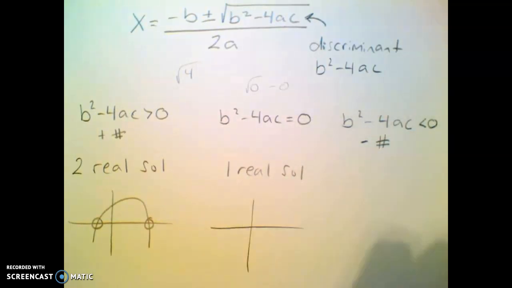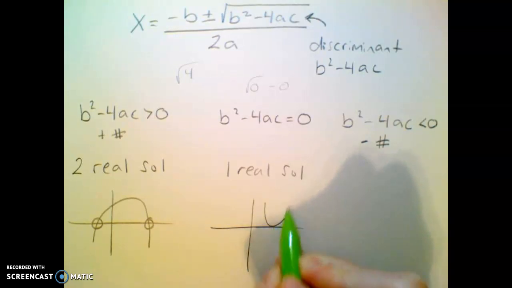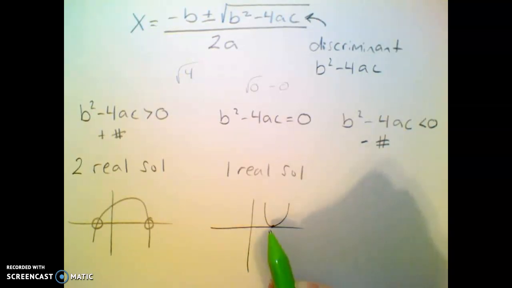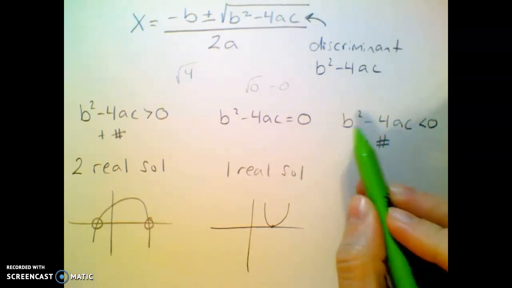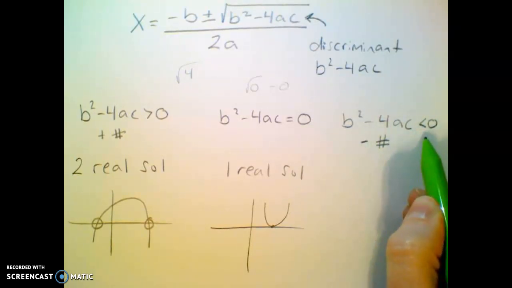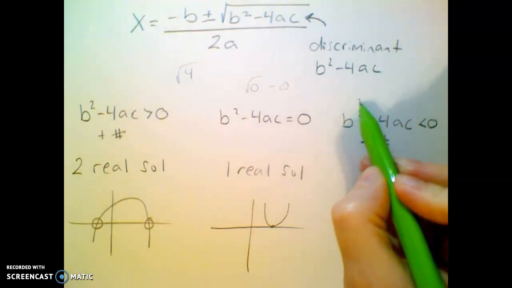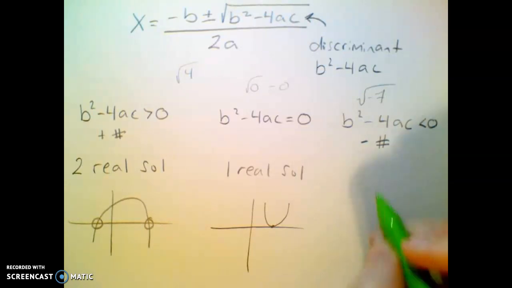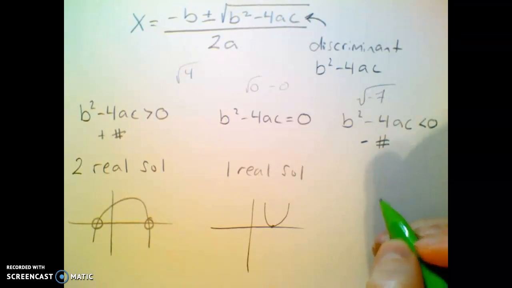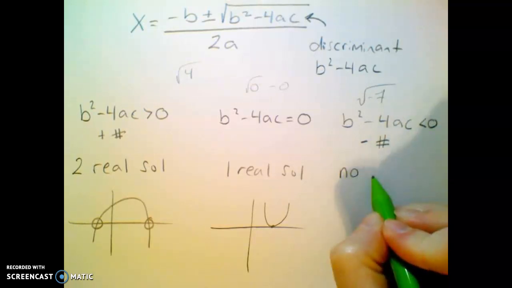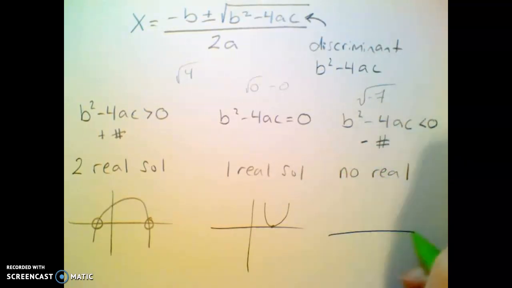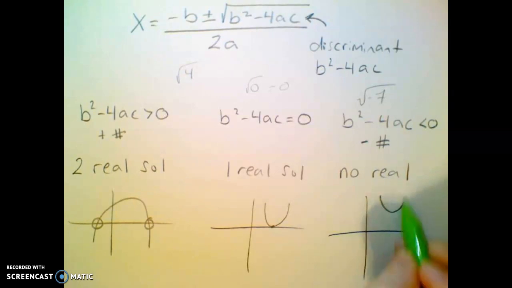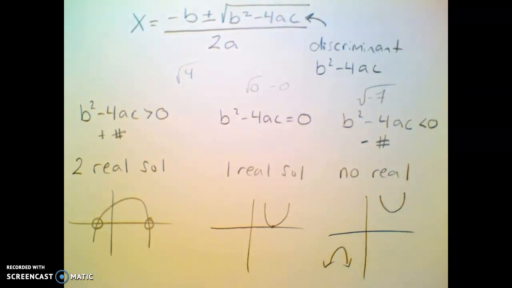Which means if I were to graph this, it is going to bounce, and it's only going to have that one answer right there at that vertex. Then our last option is that b squared minus 4ac is less than 0, meaning it's a negative number. If I had the square root of negative 7, that doesn't actually exist. It does imaginarily, but not real. So you're going to have no real solutions, meaning if I were to graph this, it would never cross that axis and I would have no real solutions.